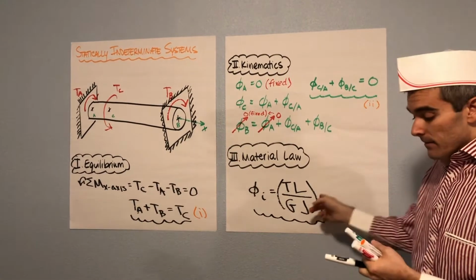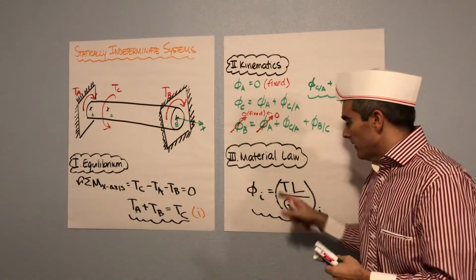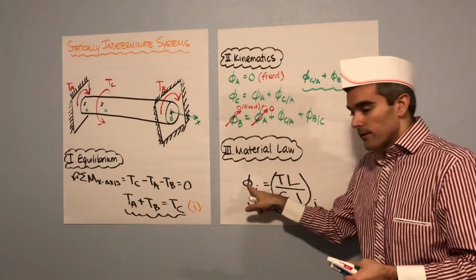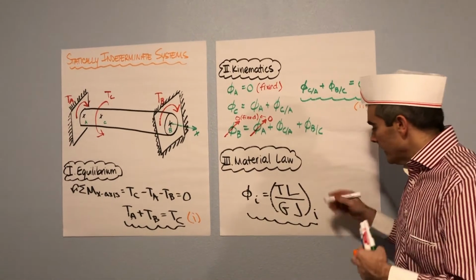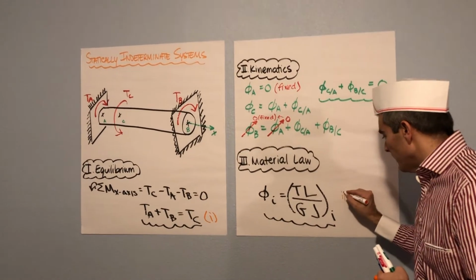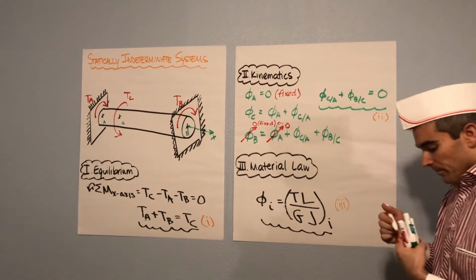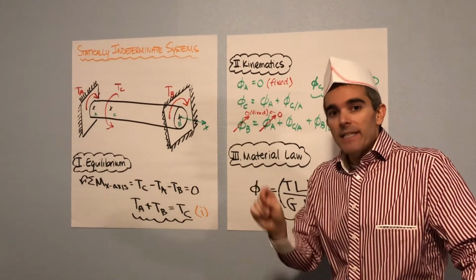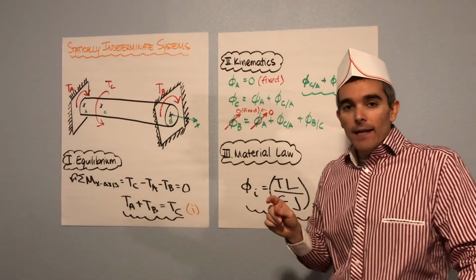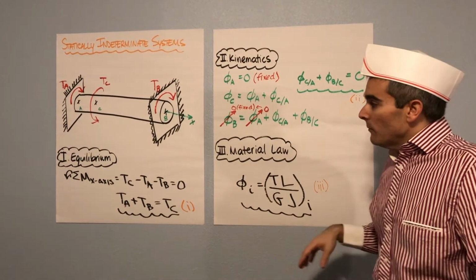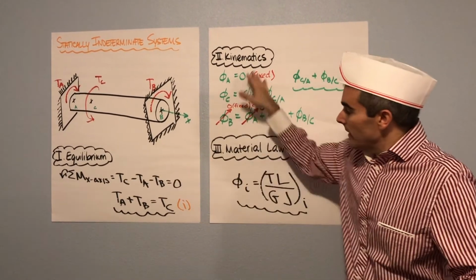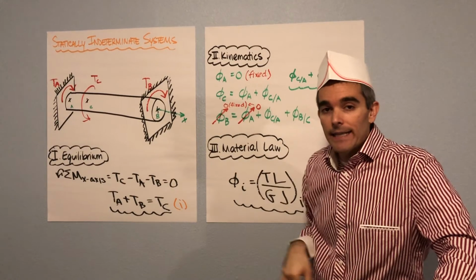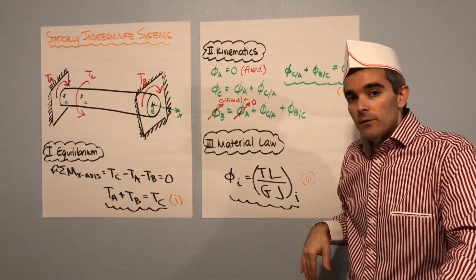And so this is material law. It relates forces or torques to angle of twist. And this would be our third equation. So, much like we did with one-dimensional axial rods, axial deflection, we were able to step through equilibrium, kinematics, and material law to solve statically indeterminate systems. We're able to do the same here.